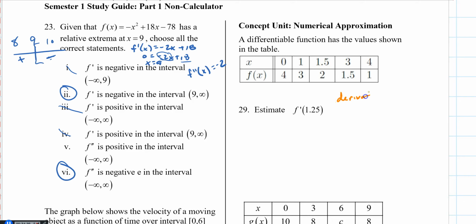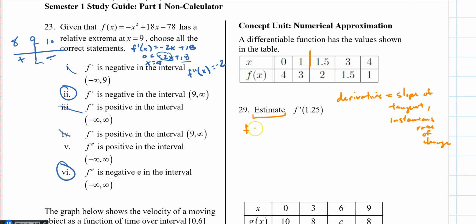Derivative is the slope of tangent line or instantaneous rate of change. So I want to know what's happening at 1.25. Well, 1.25 is right in between those, so we can get close to that by finding the average slope between those 2 points. That's probably the best. That's going to be the best way to estimate it.